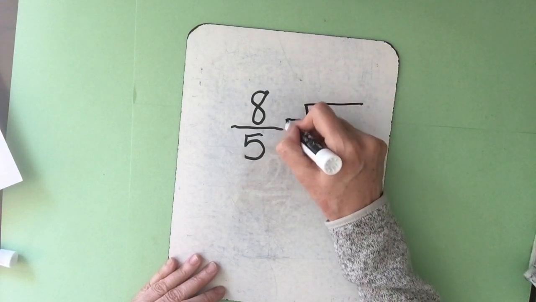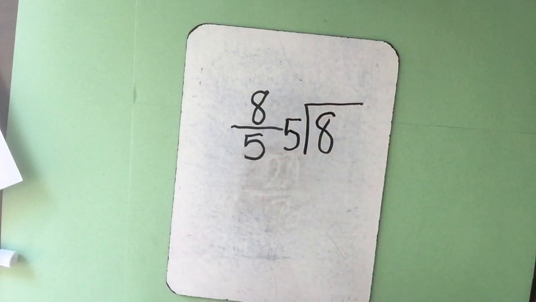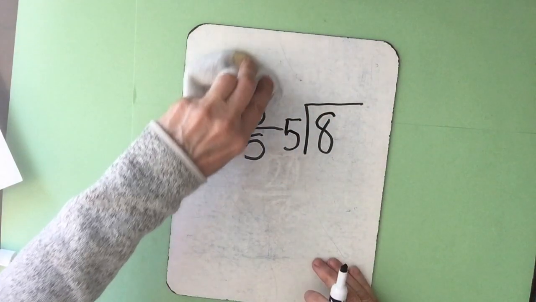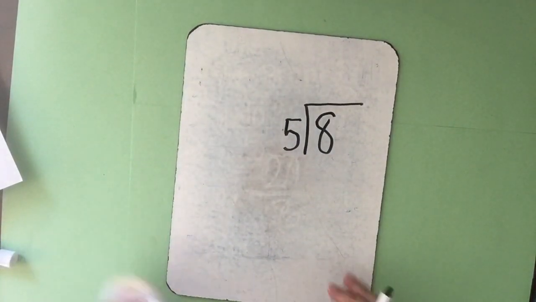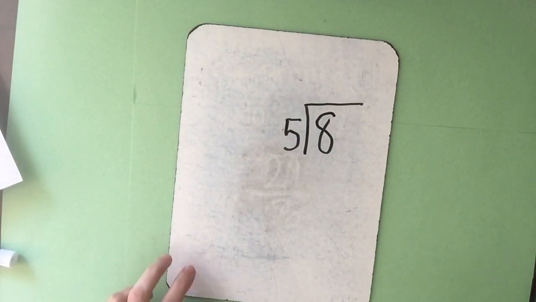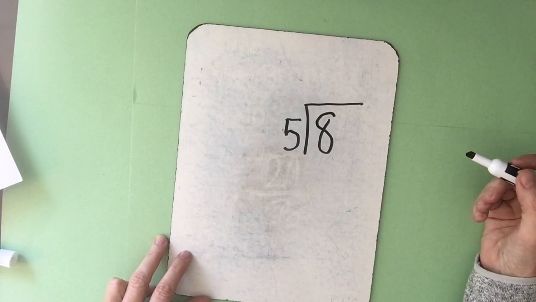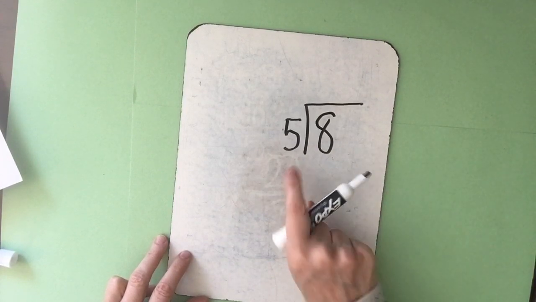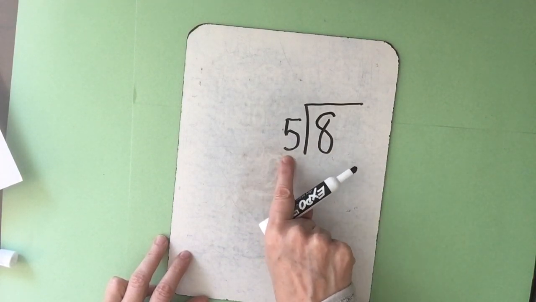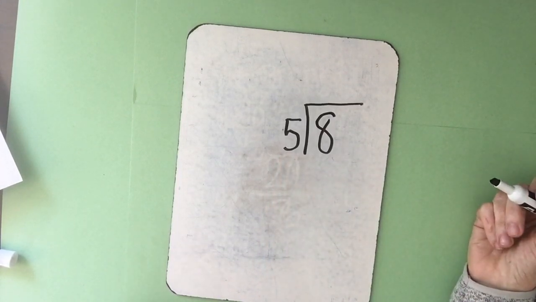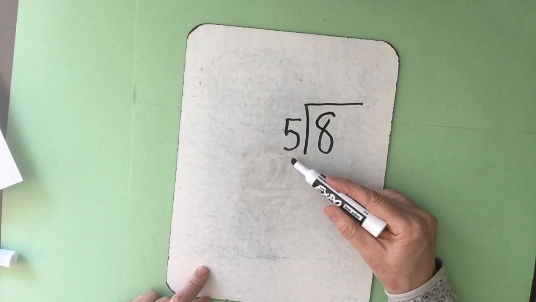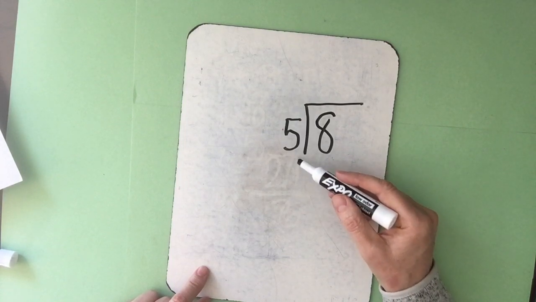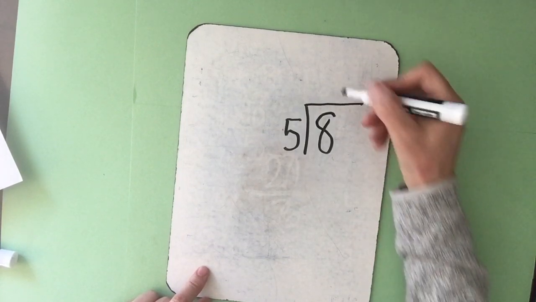Now, a lot of us think it's weird to look at that and see the fraction bar saying divided by, but that's really what it's saying. We're taking something and dividing it into equal parts. That's what the denominator is. All right, so just to review this, what you do is you divide 8 by 5 and you write your answer up here.